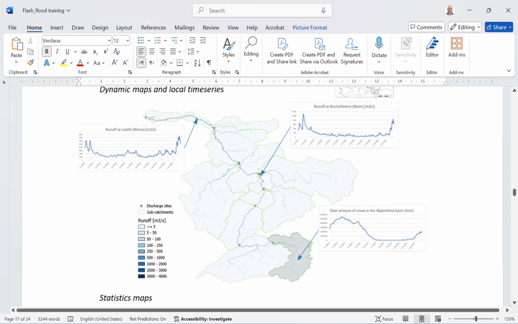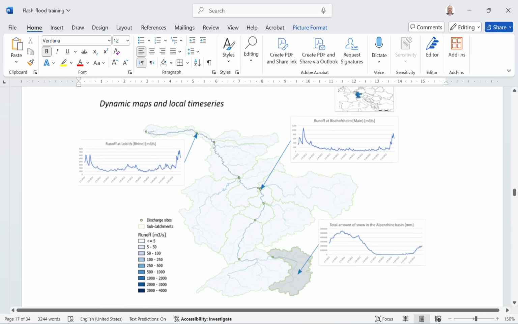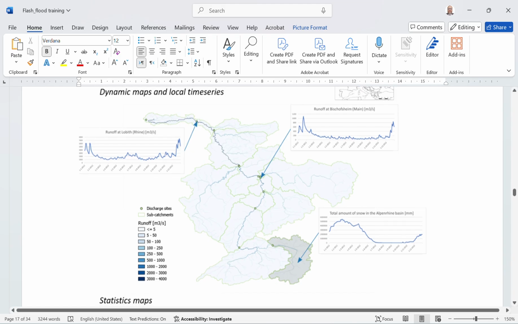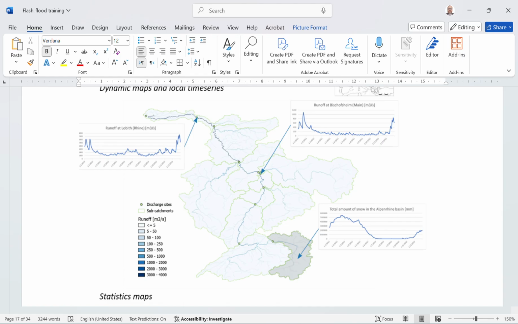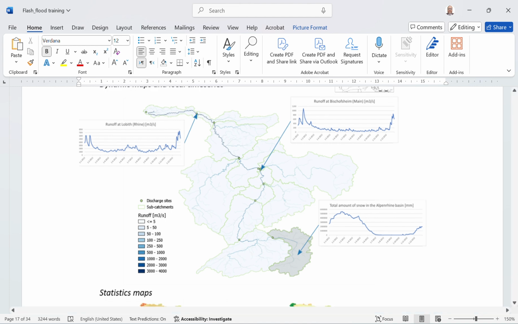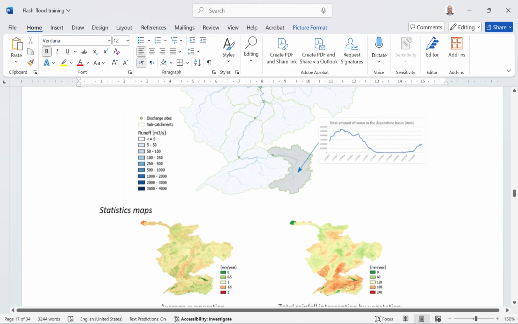So this is our discharge. For example, here we can extract it. The unit for it is meter cube per second. We can also extract water levels, which is in millimeter.